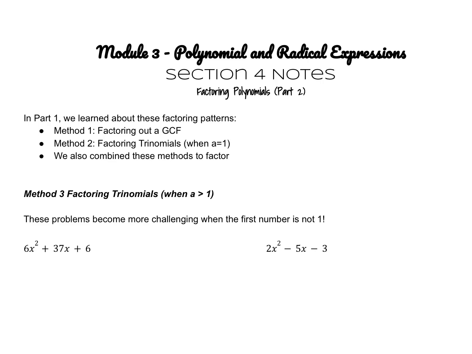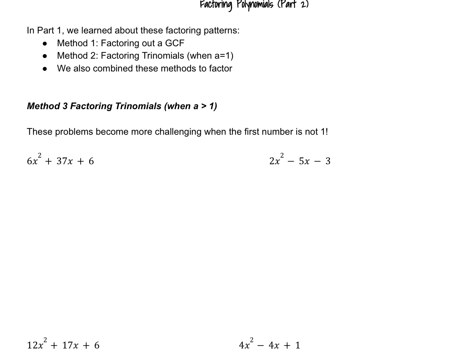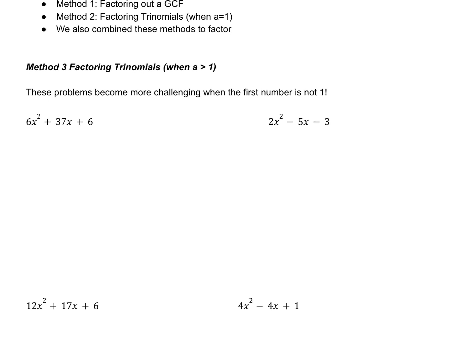So in part 2 of section 4, we're going to take a look at factoring when a is greater than 1 for trinomials, and then we'll also talk about a couple special cases when it comes to factoring. So we already talked about factoring out a GCF, factoring trinomials when a is 1, and then combining those methods. So let's start with factoring trinomials when a is greater than 1.